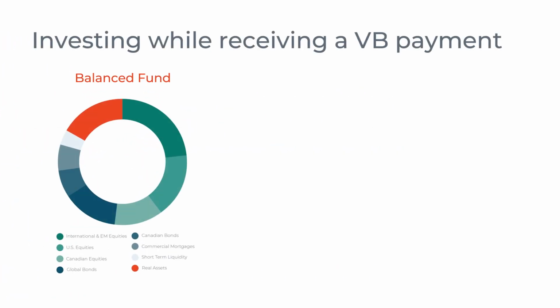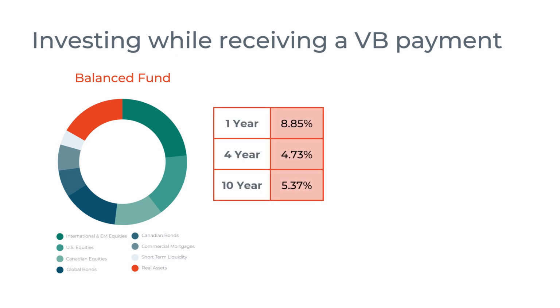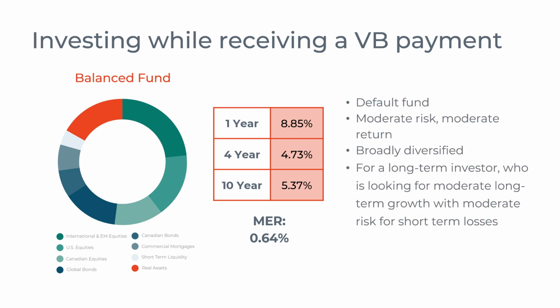The first fund we will look at is our default option, the Balanced Fund. The Balanced Fund is a moderate risk, moderate return fund that is broadly diversified. If you never make an active decision on investing your funds, you will be invested in the Balanced Fund. This fund is suitable if you consider yourself to be a medium to long-term investor. It is also suitable if you wish to take advantage of the fund's professional management, broad diversification, and automatic rebalancing. As well, if you are seeking diversified exposure to global equities, fixed income, and alternatives.